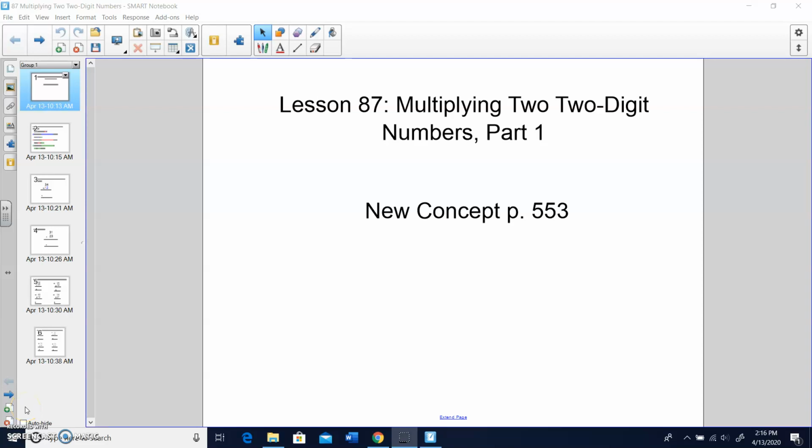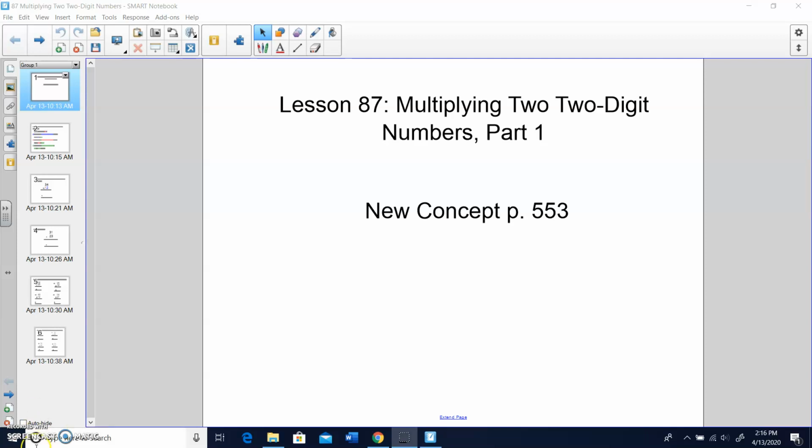Hi, fourth graders. Today we are talking about lesson 87, multiplying two two-digit numbers. This will be part one. Okay, the new concept is on page 553 of your math book. So if you don't have your math book yet, go ahead and grab it so that you can follow along as we work.